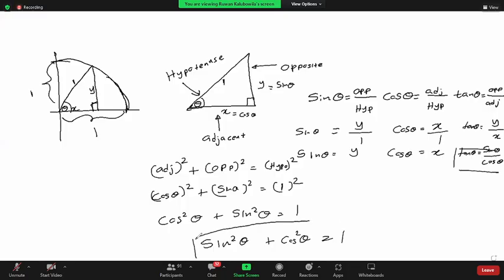So these kinds of things we can prove using some geometric relationships. You have to memorize these things. The relationship between sine over cos is tan theta, and sine square theta plus cos square theta should be equal to 1. This kind of thing, right?